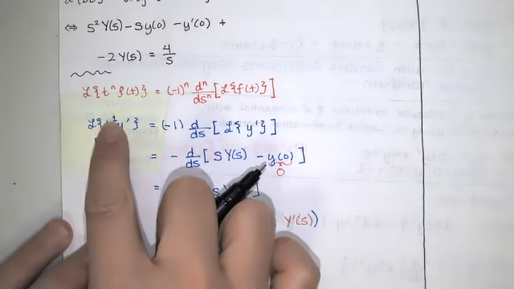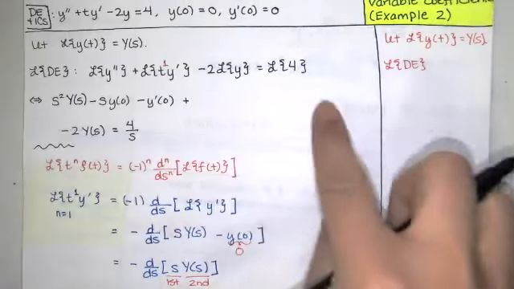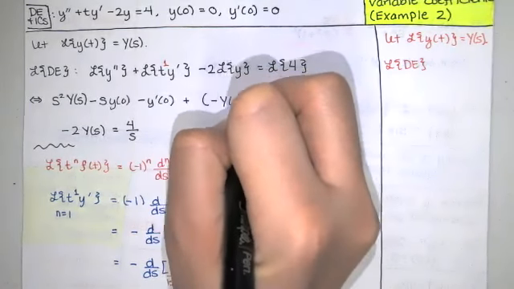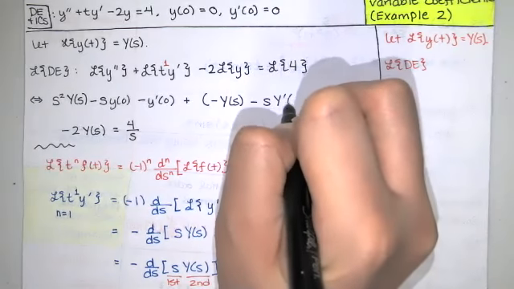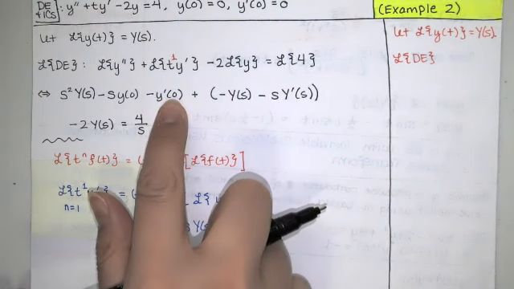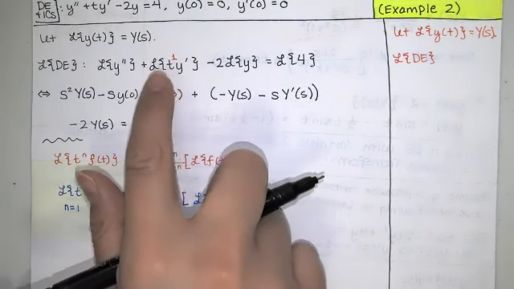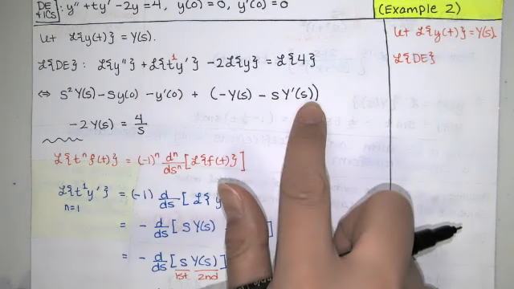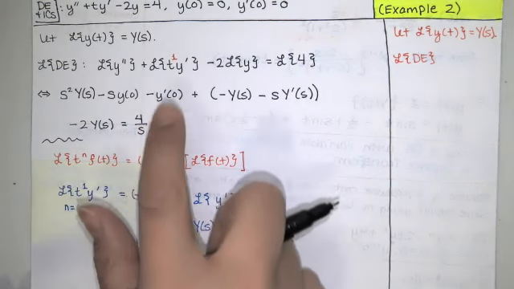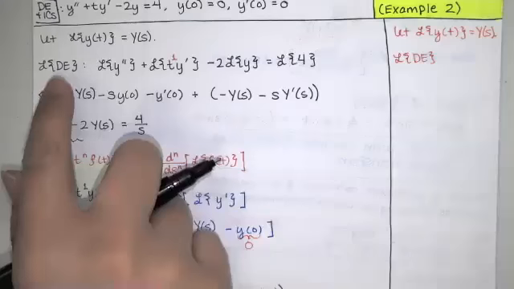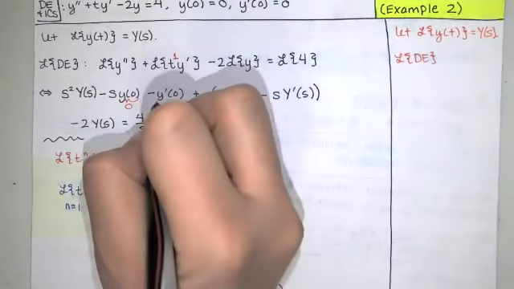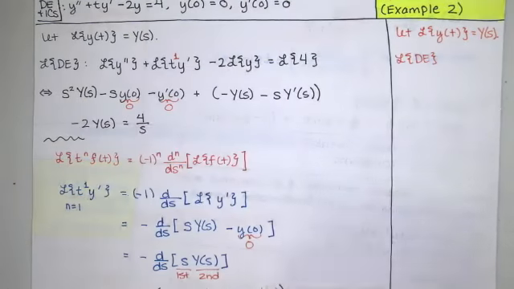That is the Laplace transform of t times y prime. So that's what goes right here. So we'll have a -Y of s minus s times Y prime of s. So this is the Laplace transform of y double prime plus t, or the Laplace transform of t times y prime, which is this, minus 2 times the Laplace transform of y, which is Y of s, equals 4 over s. So that's the Laplace transform of the differential equation. And y of 0 is 0 from the initial condition, and y prime of 0 also happens to be 0.